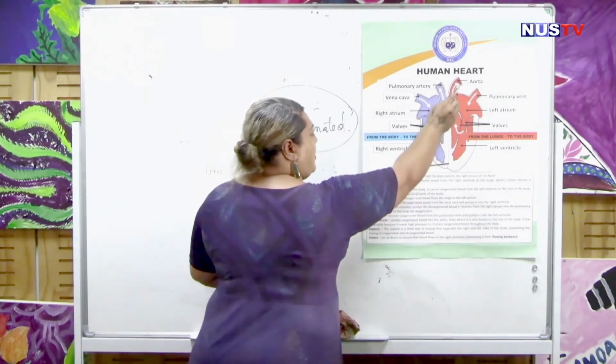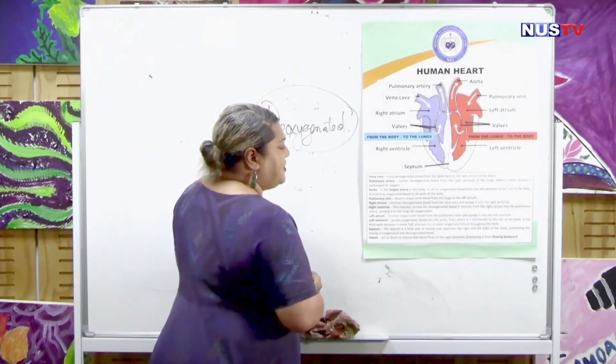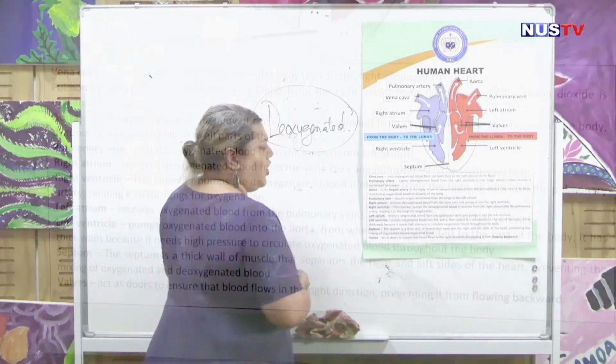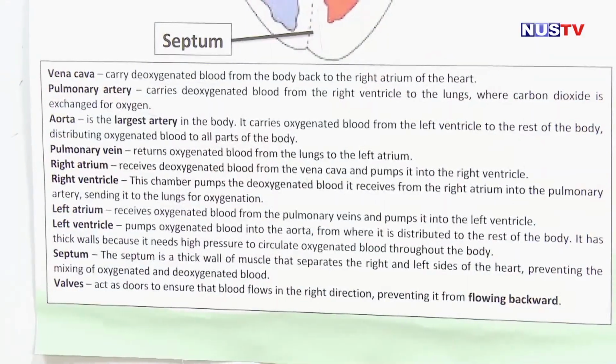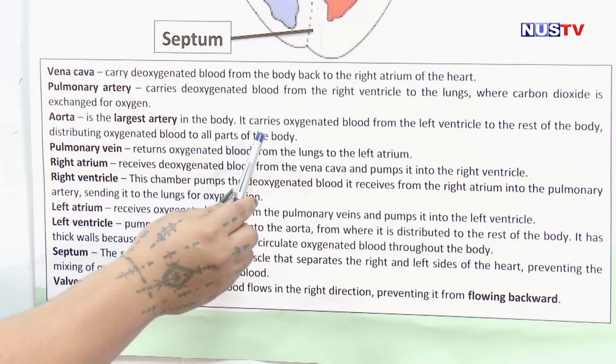The aorta is the largest artery in the body. It carries oxygenated blood from the left ventricle to the rest of the body, distributing oxygenated blood to all parts of the body.